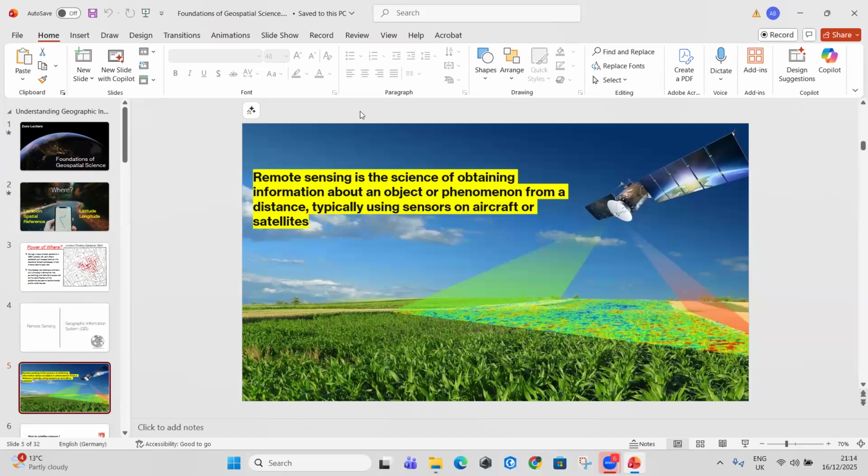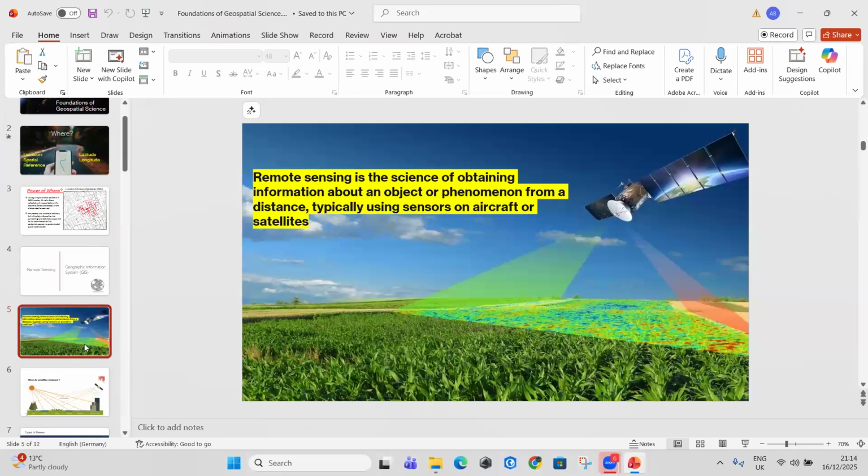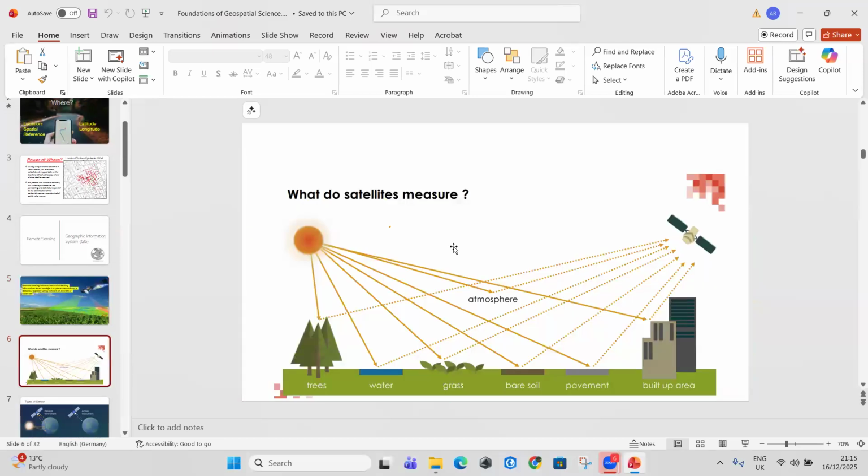I hope the definition of remote sensing is clear. Now, if you look at this image, one of the questions is, what do satellites actually measure? What is happening at the sensor of the satellite?